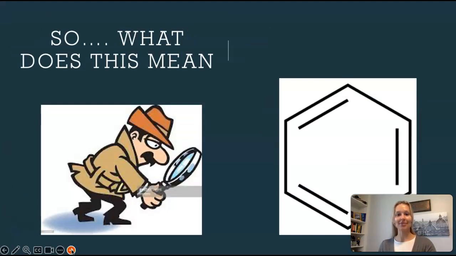So, what does this mean? 4 degrees of unsaturation is a good indicator that our unknown structure has a benzene ring because of its 6 carbons and 4 degrees of unsaturation, with 1 ring and 3 double bonds. However, even though we know that our structure most likely has a benzene ring, we still don't know what our molecule is. That is why we will be looking at IR, 13C NMR, and 1H NMR spectroscopy to help us identify our molecule.